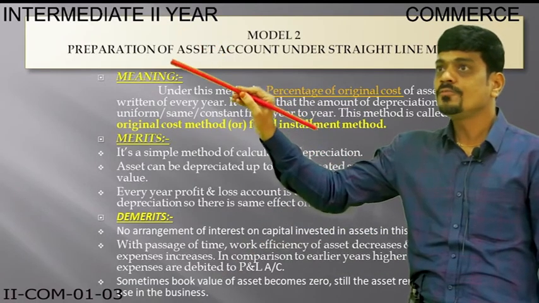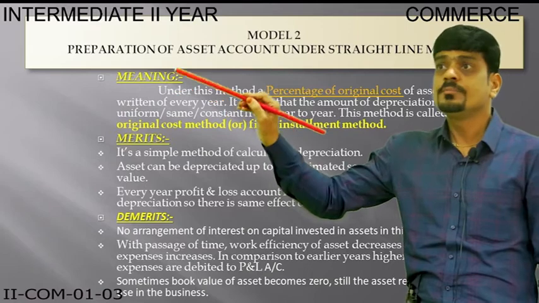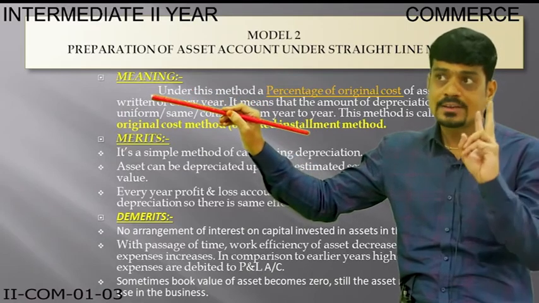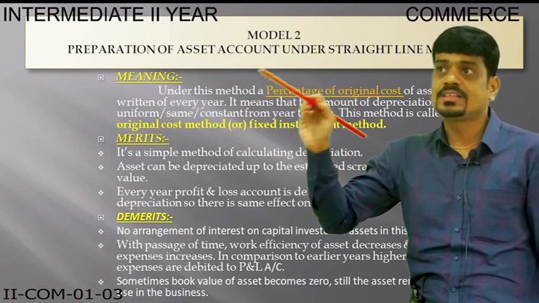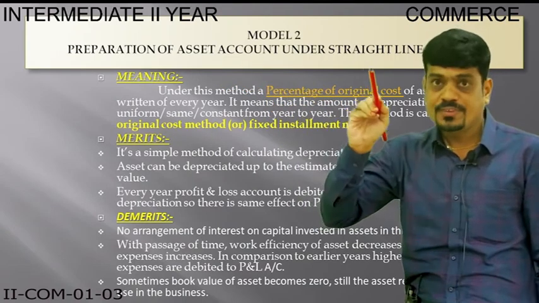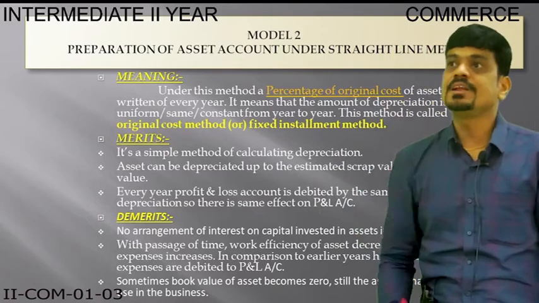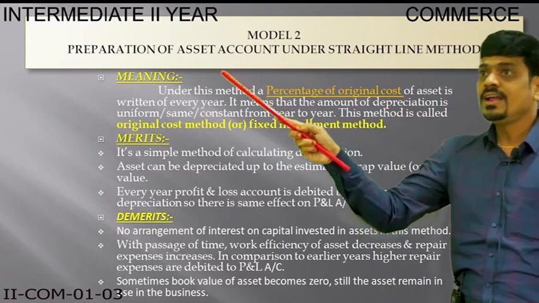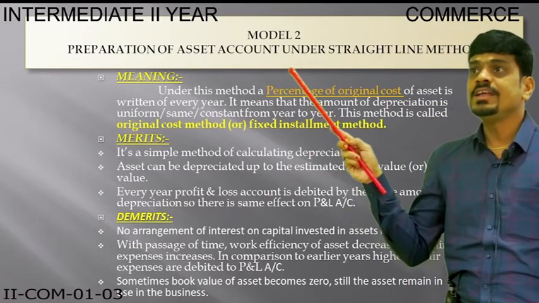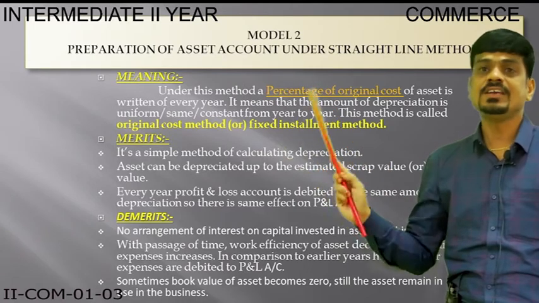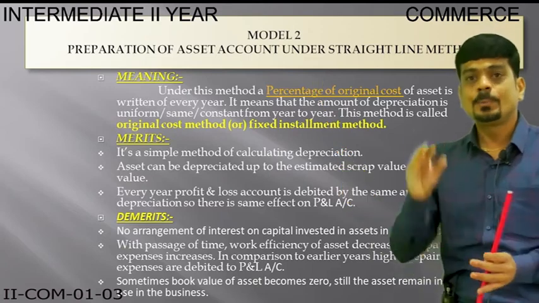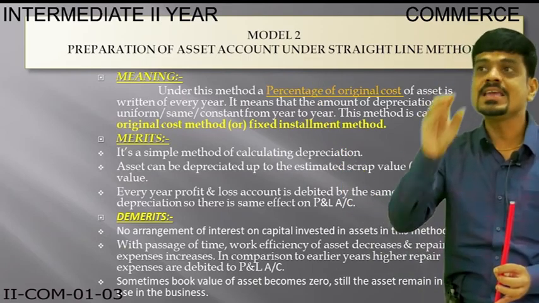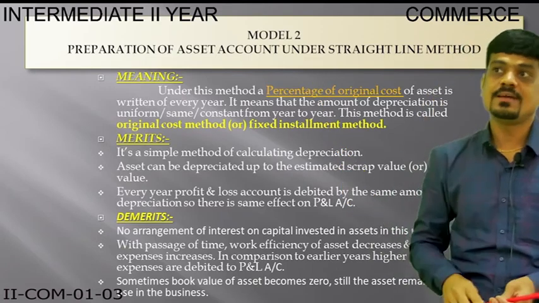Meaning of straight line method. It is a 2 marks question again. They may ask you straight line method, original cost method or fixed installment method. The meaning will remain the same. In this method, a percentage of the original cost of the asset is written down. See the highlights, how I have highlighted. If you present the answer, that should be the eye-catching point for your examiner.